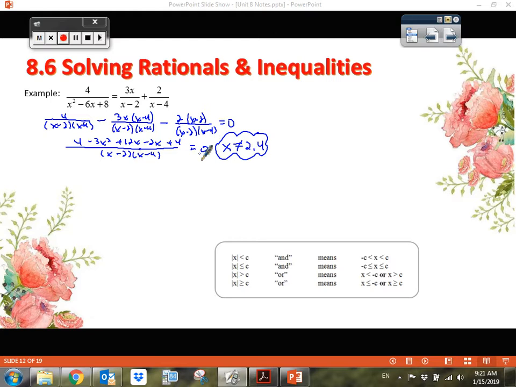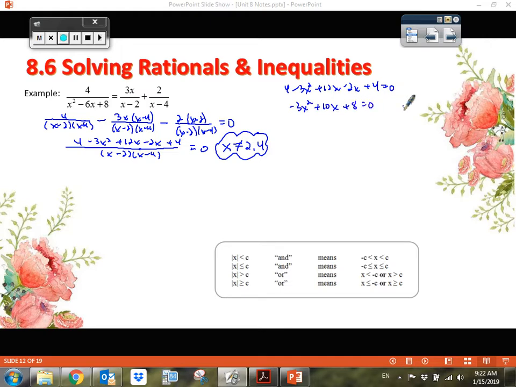Now, if this were equal to 1, I would not be able to do that. It would matter what the denominator was. If the numerator was 4, the denominator would have to be 4. The only reason I'm allowed to discard the denominator is because I'm equal to 0. See what a big deal equal to 0 is? It's got to be equal to 0. So I'm going to just deal with the numerator. I have 4 minus 3x squared plus 12x minus 2x plus 4 equals 0. Okay, so let's combine like terms. We got a negative 3x squared, a plus 10x and a plus 8.